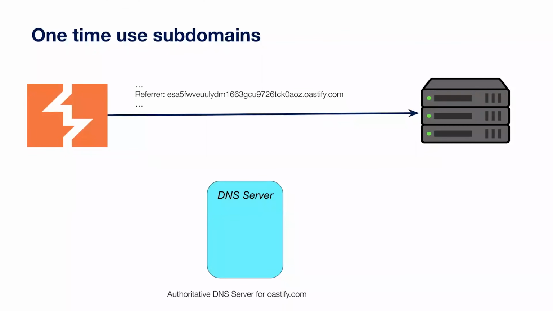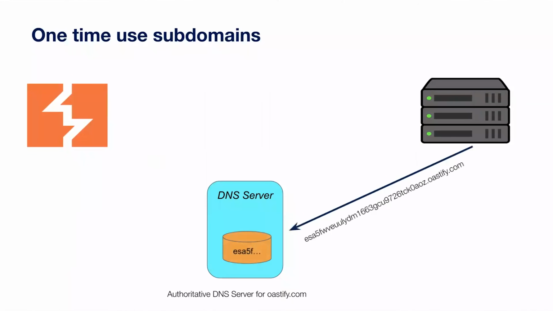Carrying on with the example of a referrer header, we might place a collaborator payload like this in the referrer header, and this has this one-time use subdomain. It's sent to some system, which then does some interaction with it. So we're going to trigger a DNS lookup to find out where this server is.